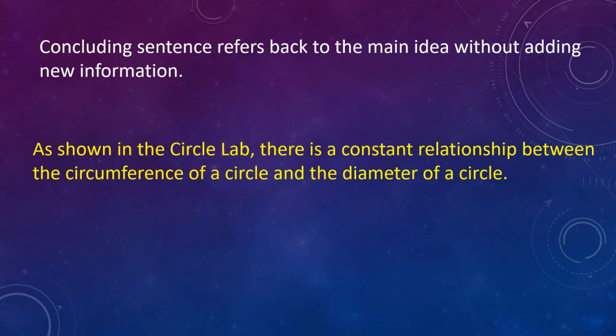So as shown in the Circle Lab, there's a constant relationship between the circumference of a circle and the diameter of a circle. That's a good conclusion sentence. And there you have it, a Lit 101 summary, science style.